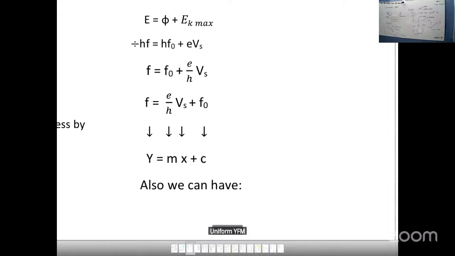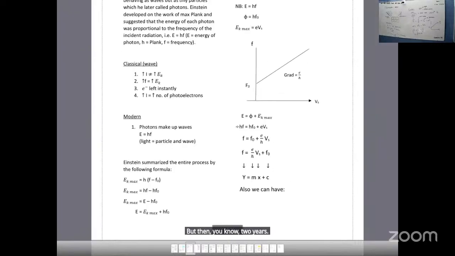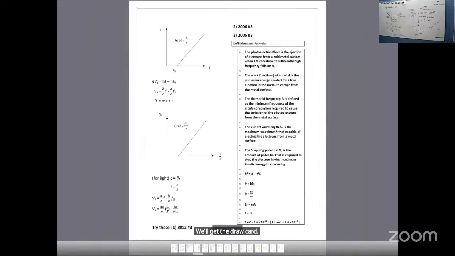You might get a graph on this. All right, so these are the different graphs.